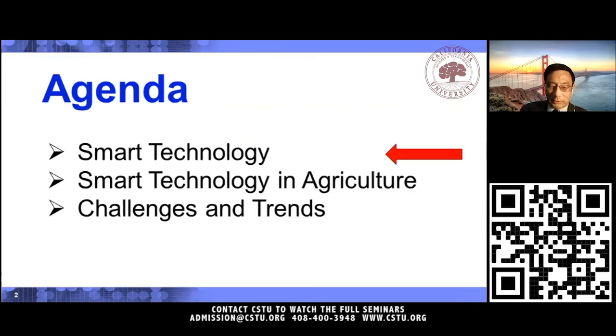Let's take a look at three topics. What's smart technology? A lot of people ask me, what do you mean smart? Let's take a look at the basic concept definition. And in agriculture, how can we use smart technology? And what's the future challenge and the trend we see? We are working on that right now.